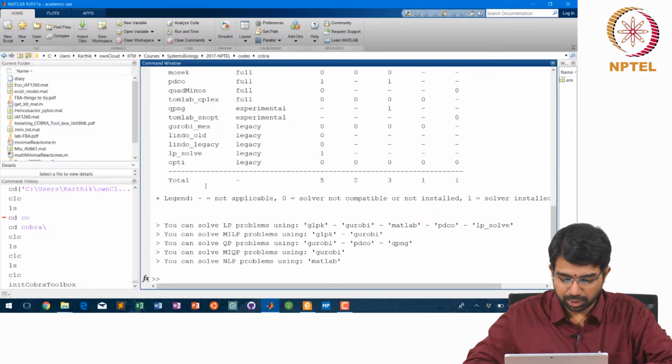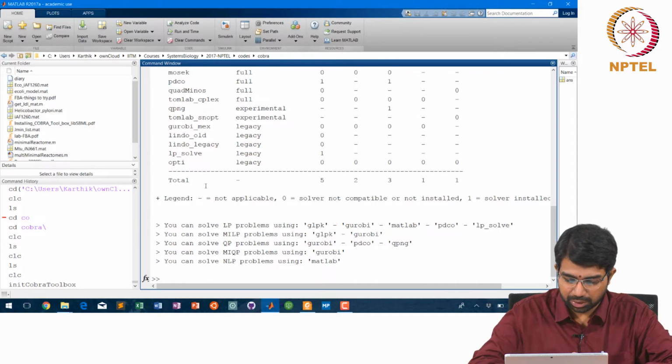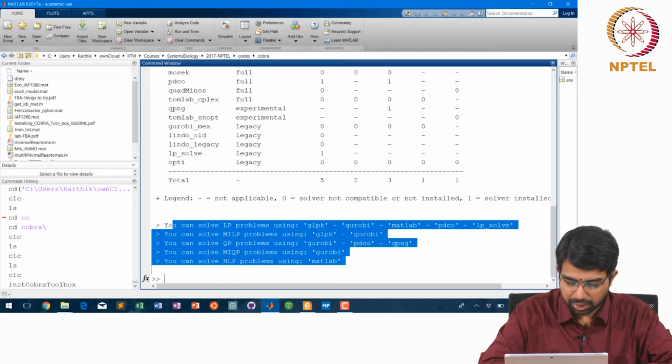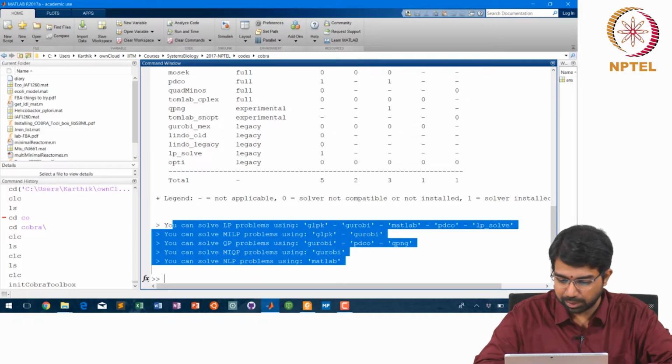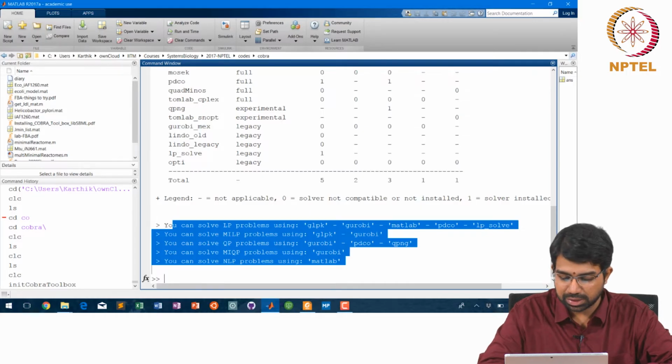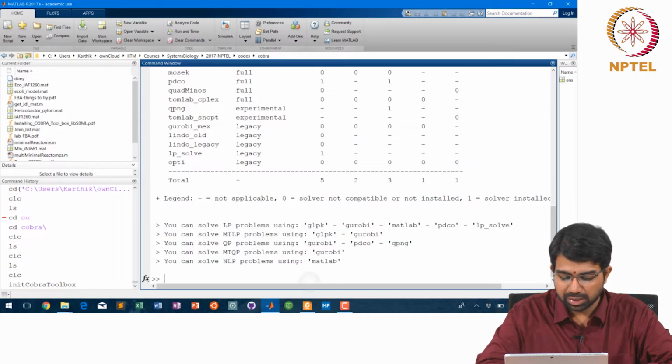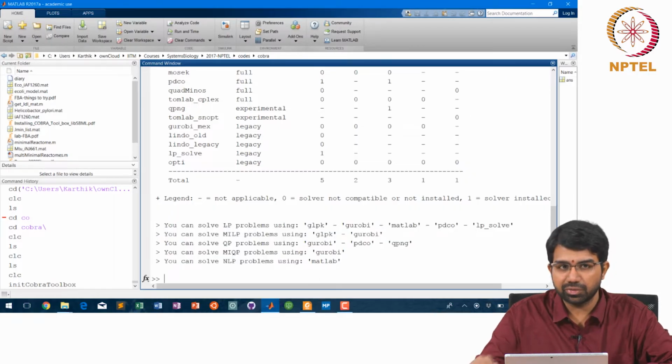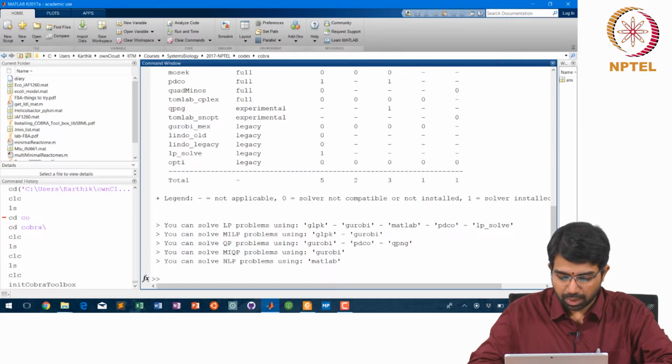So, this is important to note. It says that you can solve LP problems using GLPK, Gurobi, MATLAB, PDCO and LP solve. You can solve mixed integer problems using GLPK and Gurobi. GLPK is free, right? Gurobi is free for academics. So let us try out a few things.